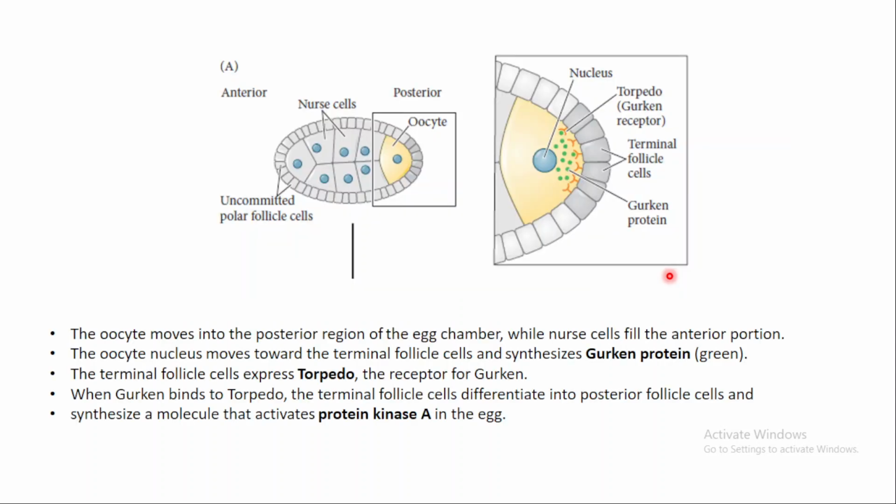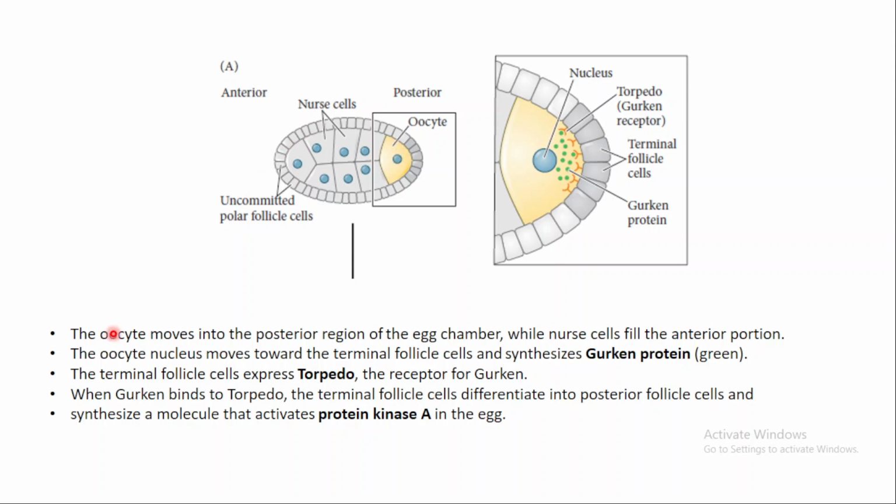Now let us learn a little about the anterior posterior polarity in the Drosophila embryo. So here in a mature egg cell, you see there are nurse cells which nourish a single oocyte, and there are uncommitted polar follicular cells. Now certain cells in the pole which are neighboring the oocyte will become the posterior pole and the other cells will become the anterior end here.